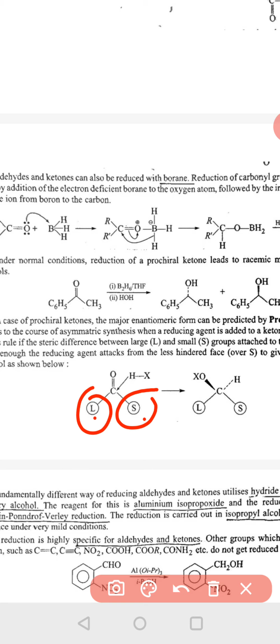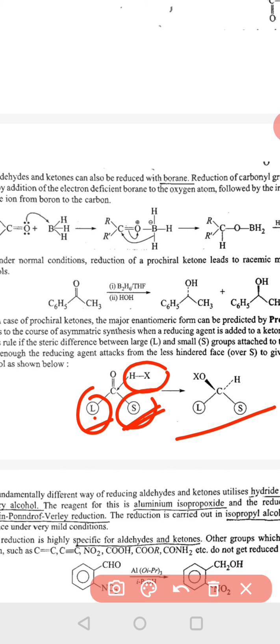According to this rule, if the steric difference between the large and the small groups attached to the carbonyl group is large enough, the reducing agent attacks from the less hindered face to give the corresponding alcohol. This is the smaller group and this one is the larger group. So the attacking reagent reacts from the side which is attached to the smaller group due to steric hindrance. So we get predominantly one of the enantiomeric forms as the product.